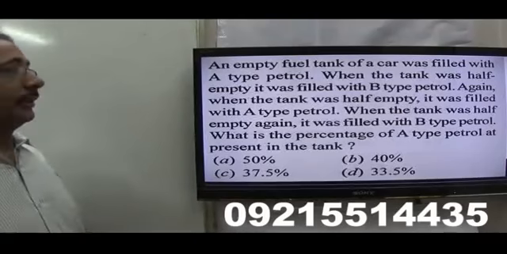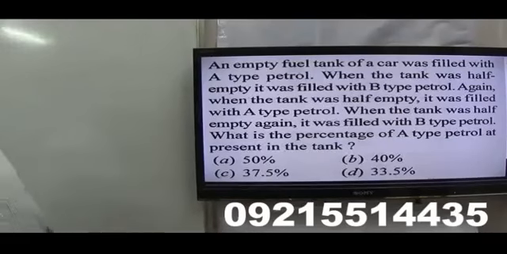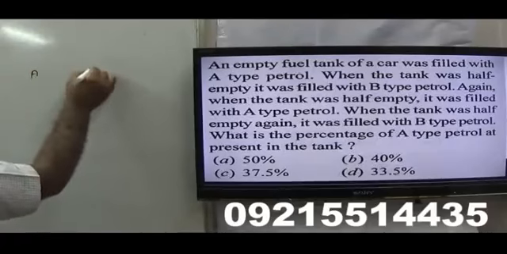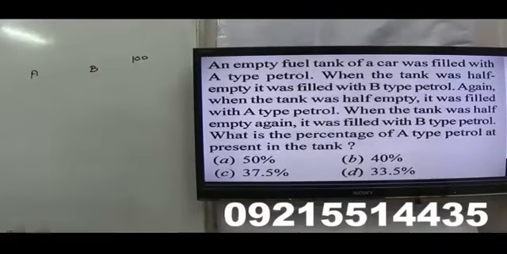The next question here is, an empty fuel tank of a car was filled with A type petrol. When the tank was half emptied, it was filled with B type. Again, when the tank was half emptied, it was filled by A type. When the tank was half emptied again, it was filled with B type. What is the percentage of A type petrol at present in the tank? Let us say there are two fuels A and B, and initially the capacity was 100.